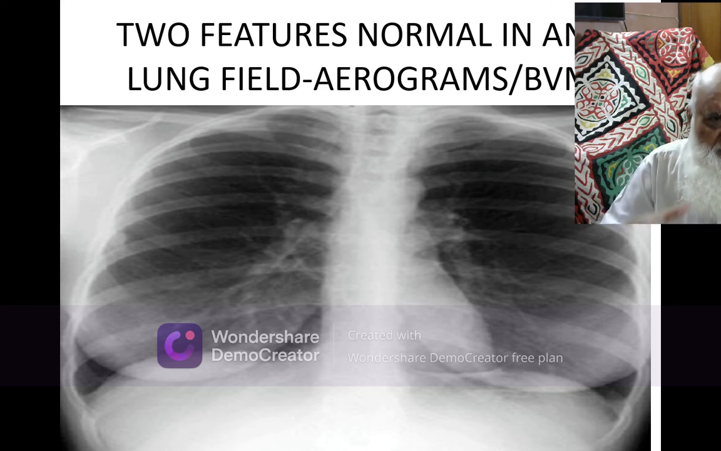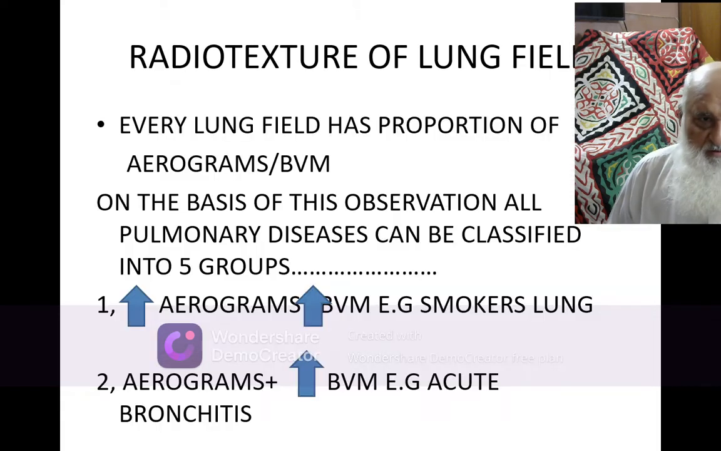All your efforts should be to see the bronchovascular markings and aerograms. Compare them. The rule should be followed. The radiotexture of the lung field: every lung has a proportion of aerograms and bronchovascular markings. They are proportionate to each other. On the basis of this observation, all pulmonary diseases, starting from bronchial asthma in your book, and lastly, it is the tumors arising from the lungs, or even lung transplantation, is the last topic.